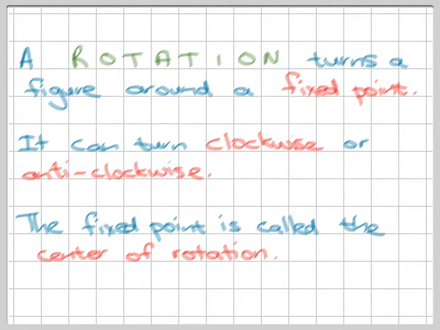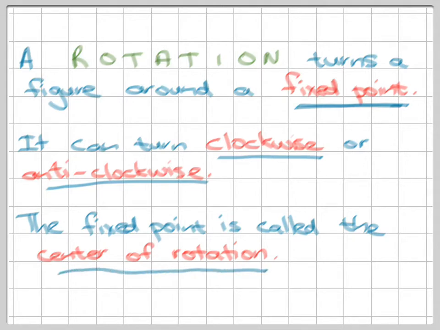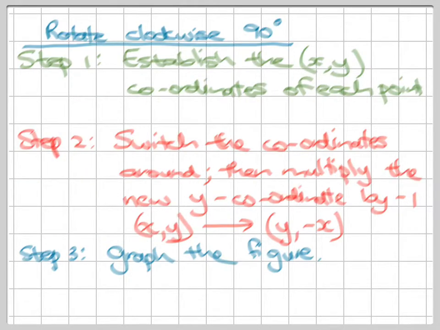Right, so rotating a figure 90 degrees. Let's go look at what we need to do. Rotation turns a figure around a fixed point. It can turn either clockwise or anti-clockwise. And the fixed point is called the center of rotation. Today we are going to look at rotating clockwise 90 degrees.